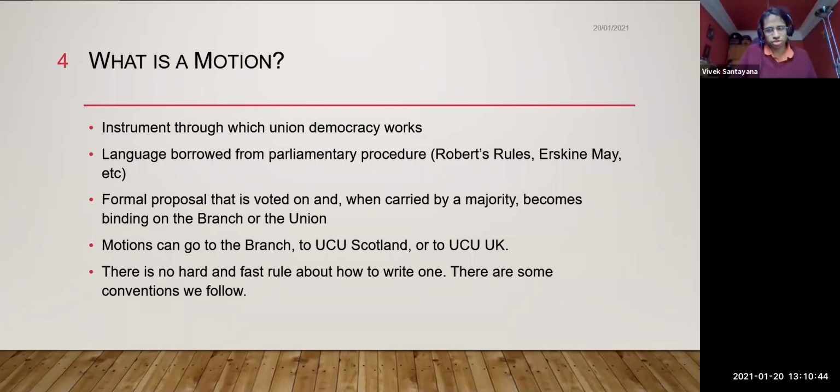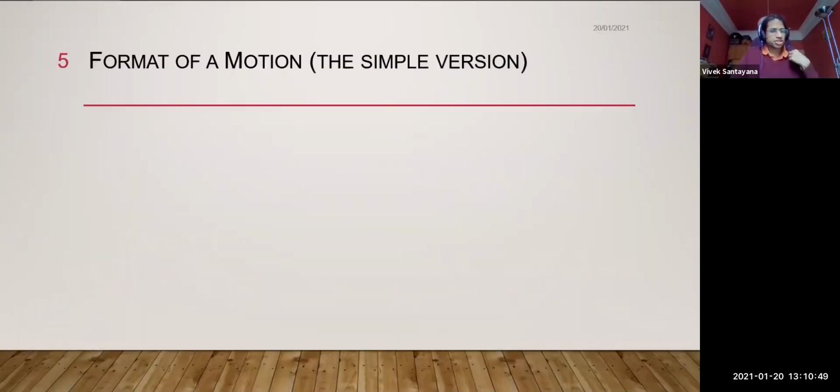So what is this shorthand? What does it look like? Well, there is a simple version to this, and that skeleton is then elaborated on into a more formal structure.